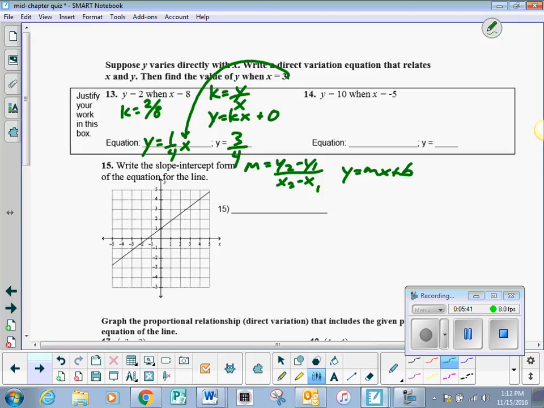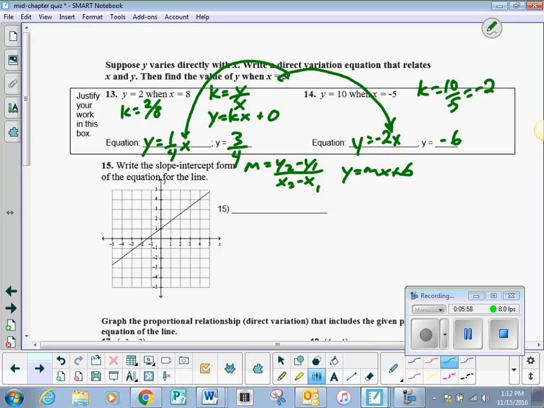Well, what do I get over here? k is y over x. What is my equation? y equals negative 2x. What is y when x is 3? Negative 6. When I plug in 3 up here, what do I get?